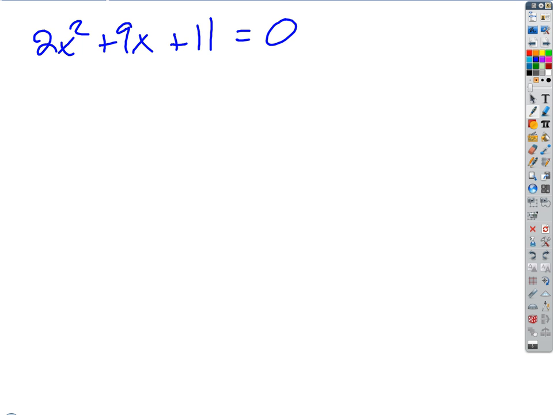No, it's almost never easy to factor if a is not equal to 1. Now, if a equals 1, sometimes we can find magic numbers so quickly that we just solve by factoring. But most of the time, if it's in standard form, it doesn't factor easily, and so we just put it in the quadratic formula.